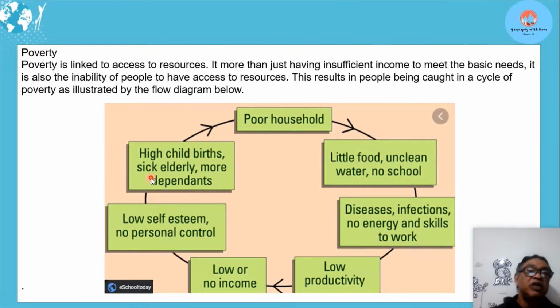Also, there'll be higher childbirths because whatever you're doing, if it's subsistence farming, you will need more family labor. The sick and elderly will be more dependent, and you go back, resulting in a poor household. And this continues. This is an example of a cycle of poverty that people are caught in due to lack of access to resources and various other factors. So poverty is another issue that we do need to handle in our country also.